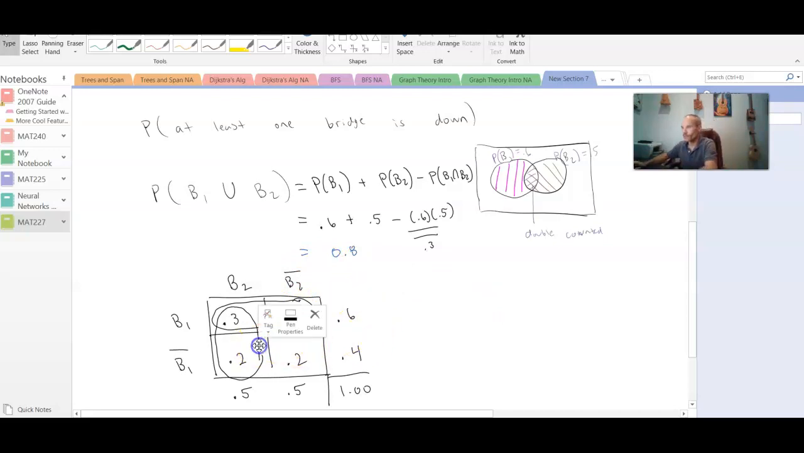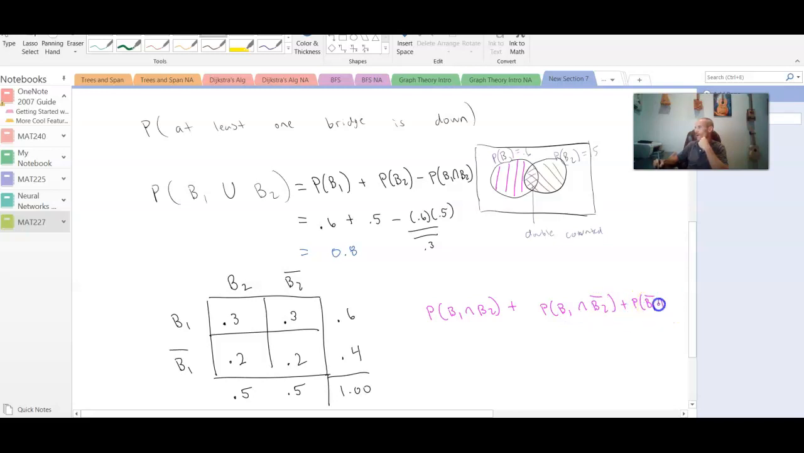If instead what I wanted to do is just add up the three probabilities that I know don't overlap, namely the probability of B1 and B2 both being down, plus the probability of B1 being down and B2 being up, plus the probability of B1 being up and B2 being down. Well, now I can grab these probabilities. I see that this is equal to 0.3, this is equal to 0.3, and this is equal to 0.2. And if I add those three together, you notice that what we get is 0.8. That's just a second way to do it.